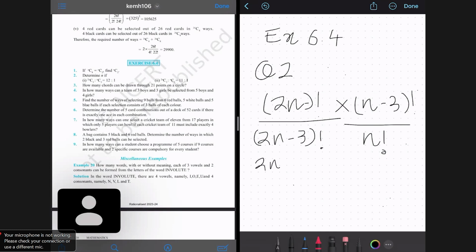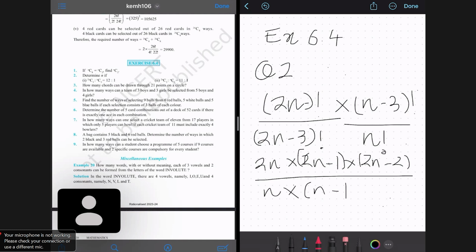So 2n factorial can be expressed as 2n minus 1 into 2n minus 2. I'm going to put the brackets here so we don't get confused. And then we are going to expand n factorial also, n into n minus 1 into n minus 2. Correct. As we can see very clearly that this gets cancelled out from here. Then n minus 1 and 2n minus 2, this could be written as 2 into n minus 1. Correct. So we can cancel this out and write 2 in place of this.